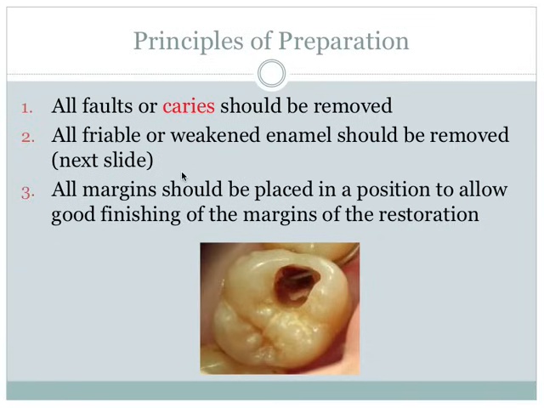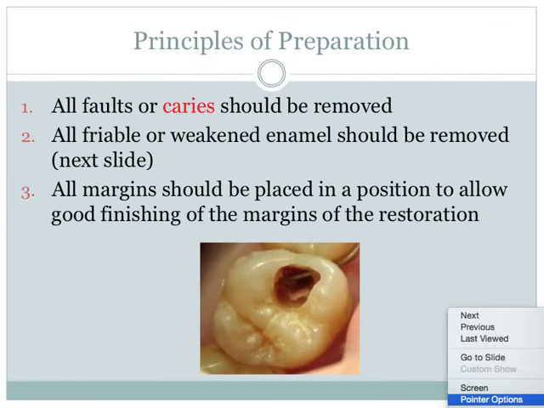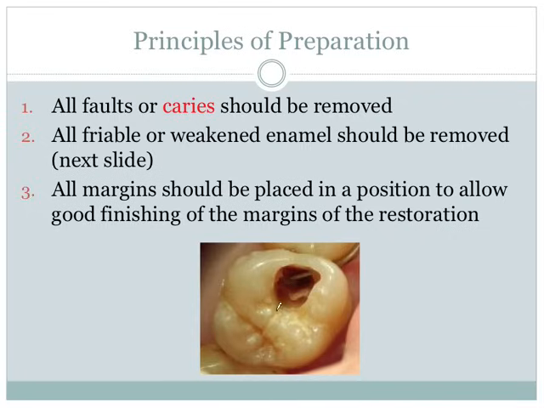So there are three main principles for preparing a tooth, doing a cavity preparation on a tooth. The first one is that all faults or caries should be removed. Caries meaning cavities, and this is kind of a given, but for this example, this is a very severe example. Usually it's not this obvious, but this is all the soft material that's easy to remove, and obviously this all has to go.